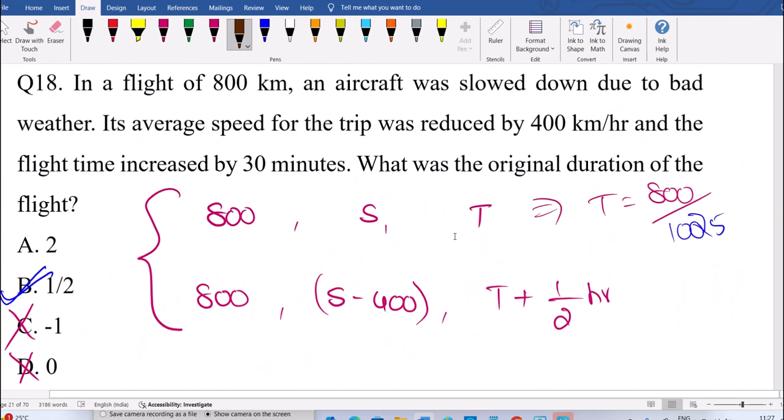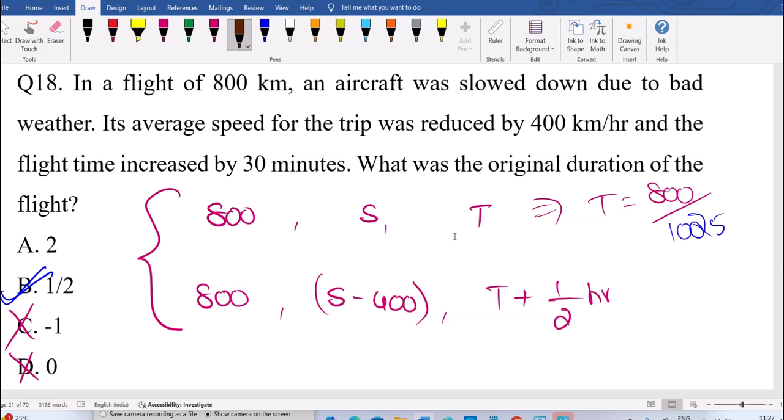Listen, simple logic here. What my thought process is like. Okay, how can you decide? C and D eliminated, -1 and 0 eliminated. Whether it is 2 hours or half an hour, how can you decide? Listen, I may suggest you cross verify whether the question is correct or not.